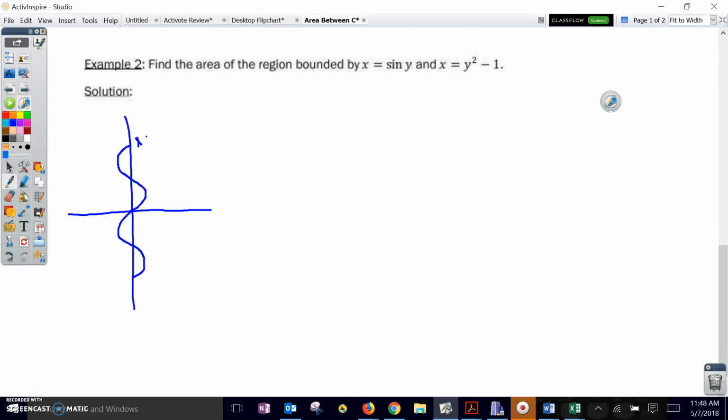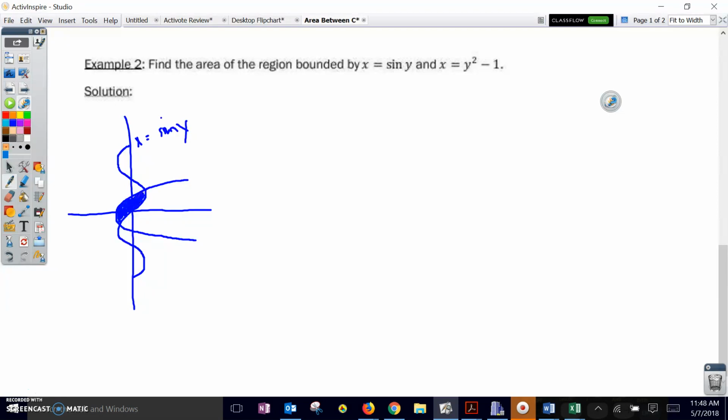Of course, it continues in both directions. And x equals y squared minus 1. It's going to be a parabola that goes this way. And so the region we're finding the area of is this region right in here.